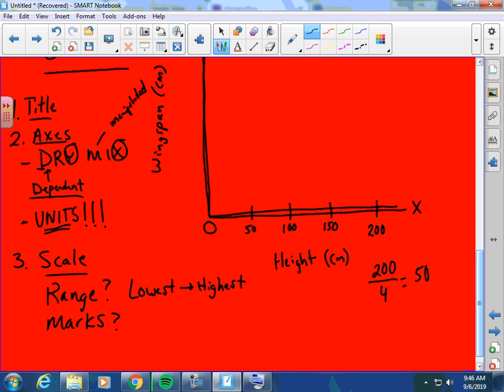I'm going to do the same thing for the wingspan side. Maybe not necessarily the same scale, but from doing this lab before and observing you guys yesterday, probably the same range on the wingspan, right? It's about the same, was it?